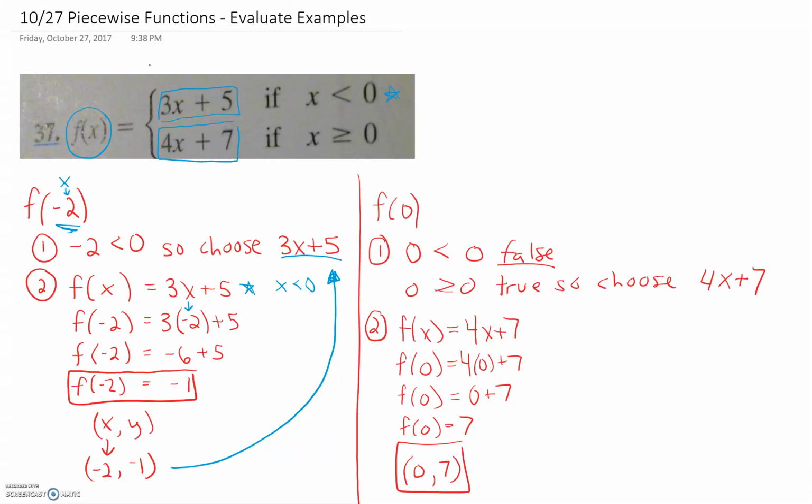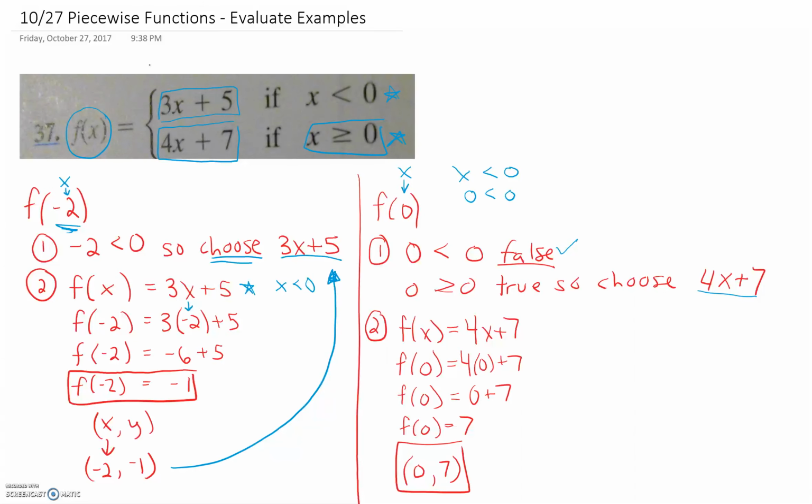But that's all about what do we choose? Do we choose the first equation or the second equation? When you evaluate functions like this, you need to be able to choose. So let's look at one where we choose the other one. Remember, x is the input that goes in function notation, so it's 0. Well, is x less than 0? 0 is not less than 0, so we see that that's false. So we can't choose the first equation. But it is true, 0 is greater than or equal to 0, which is the second one. So now we're going to choose the second equation, which is 4x plus 7.